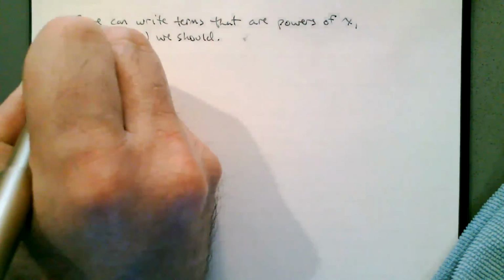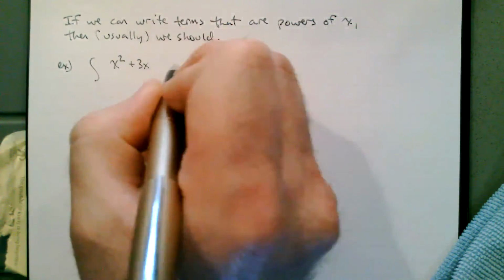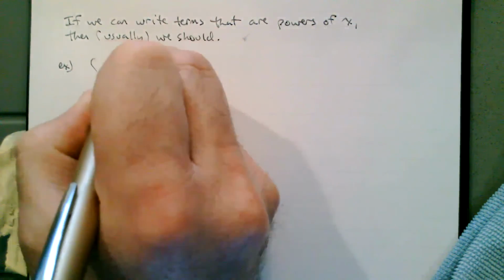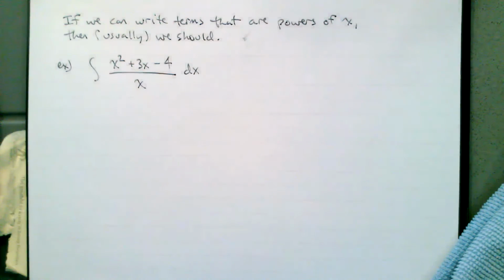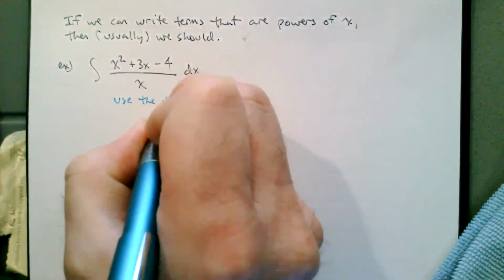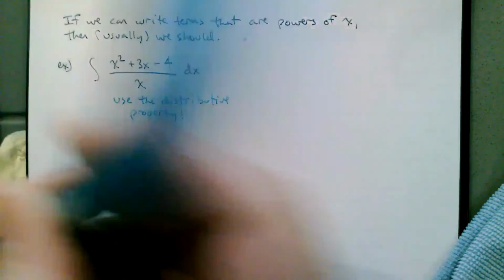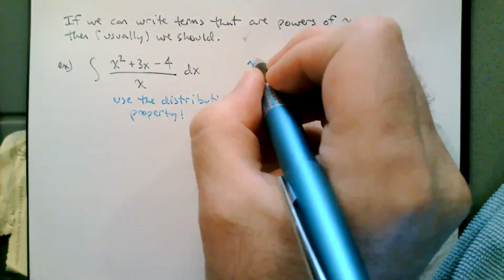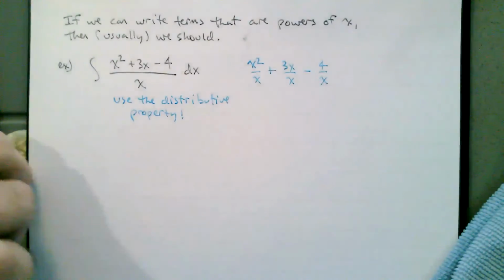So for example, if we have the integral of, let's say, x squared plus 3x minus 4, all being divided by an x. Instead of viewing this function as a quotient, since we can write terms that are powers of x, we'll use the distributive property and divide all the terms in the numerator by x. So let's use the distributive property. I'm going to write this as x squared over x plus 3x over x minus 4 over x. And we'll integrate these three terms dx.